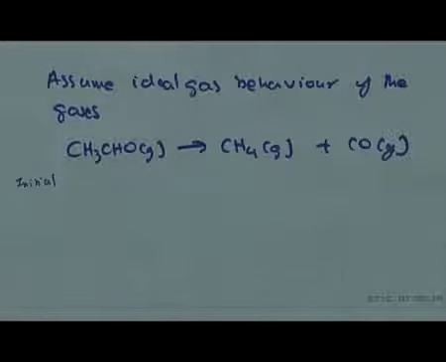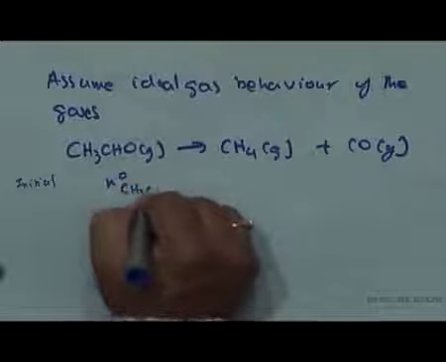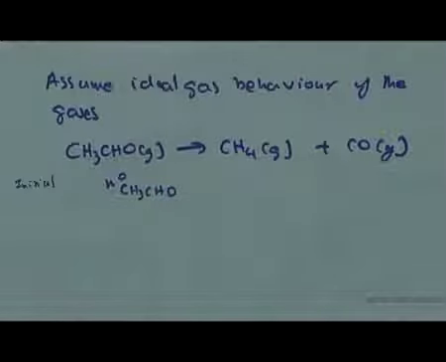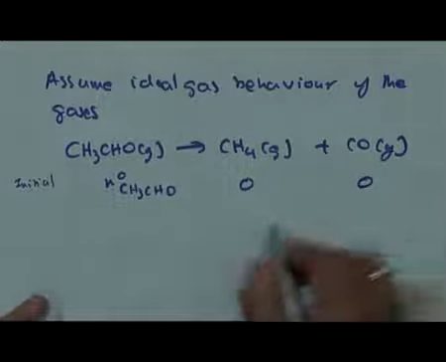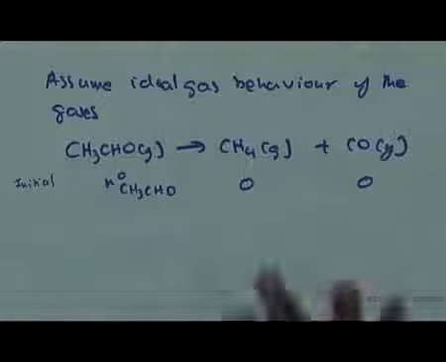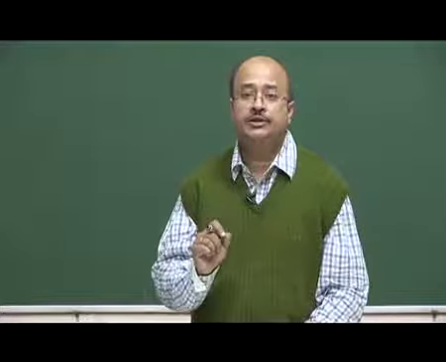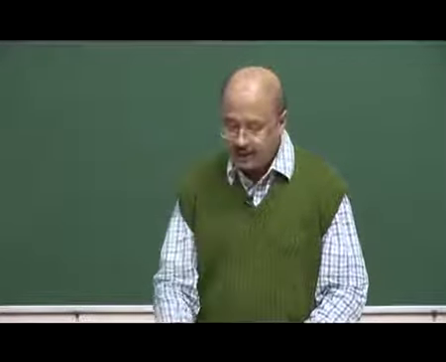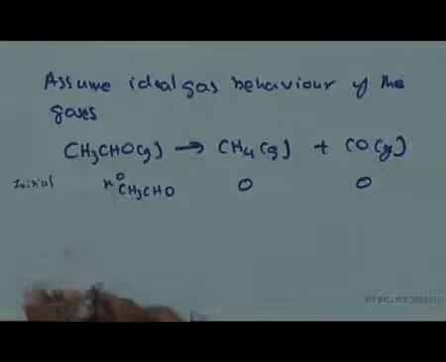initially I have N naught moles of acetaldehyde in the reaction vessel, but there are no moles of any of the products present. That means the only species I have at the start of the reaction is acetaldehyde, and of that I have N naught moles.